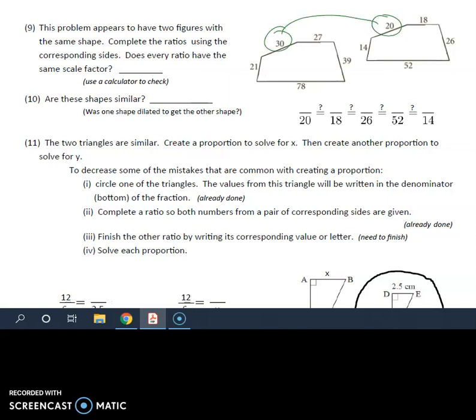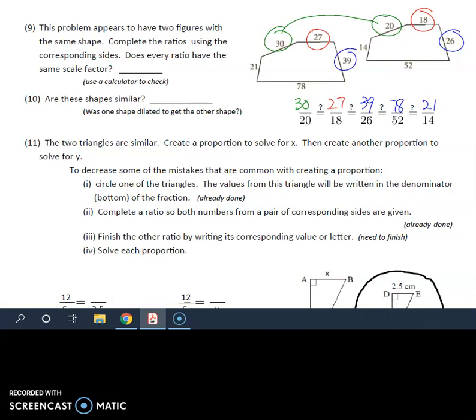So 30 and 20 seem to be in the same place. The 18 and the 27 seem to be in the same place. 26 and 39 seem to be in the same place. So basically we're going clockwise. So 78 pairs up with the 52, and the 21 pairs up with the 14. So if you got the order incorrect, this is probably a good place to go back and correct the problems and then revisit your scale factor.